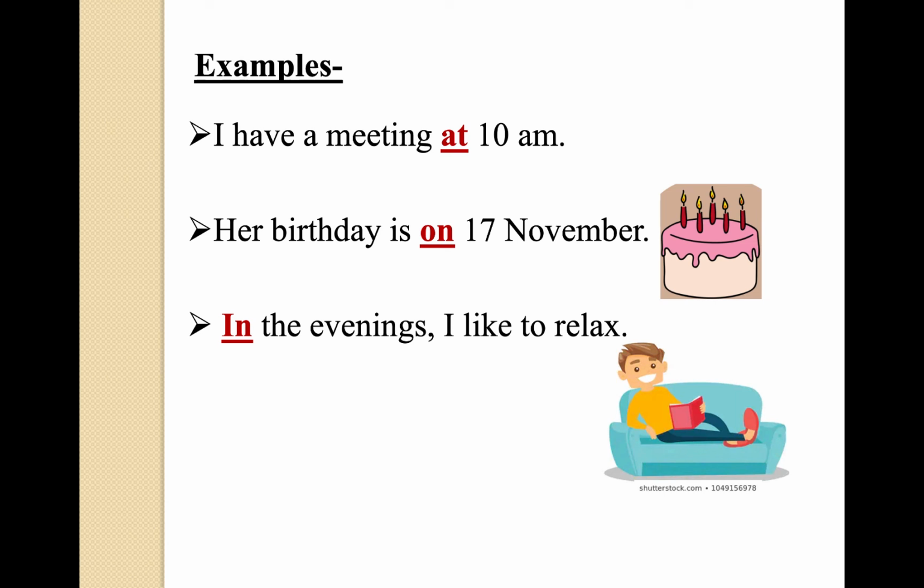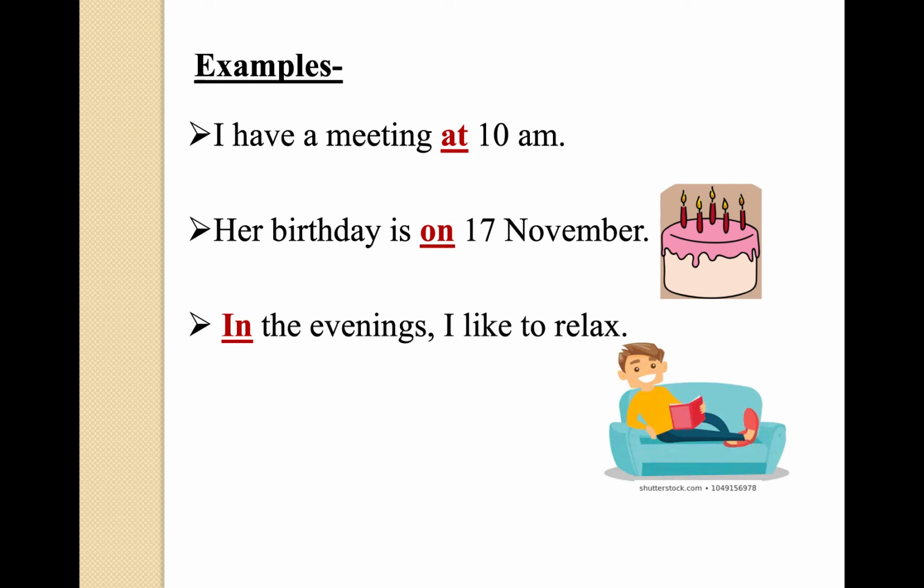In the evenings, I like to relax. You can see how the prepositions of time, at, on, and in are working in these sentences and telling us about the relationship of something with time.